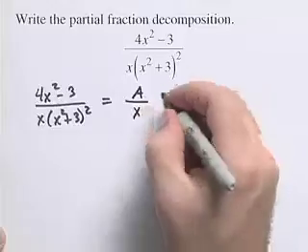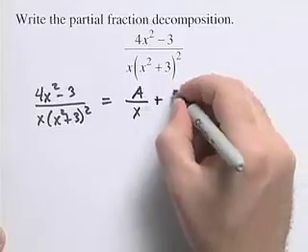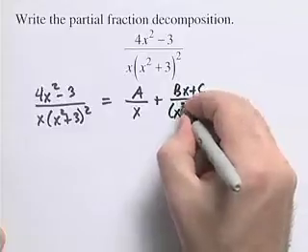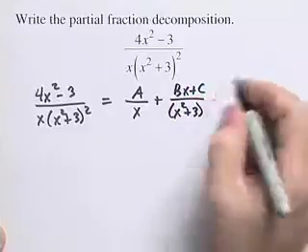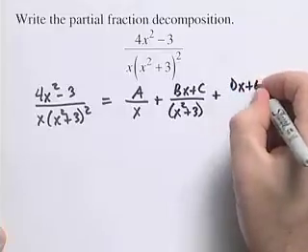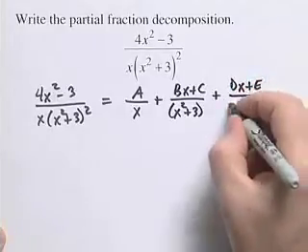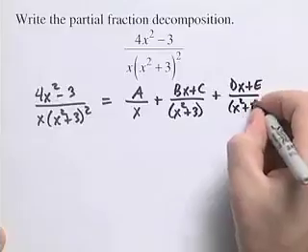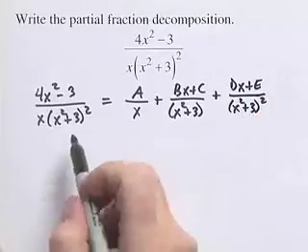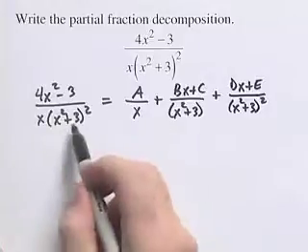a divided by x, our linear factor, plus (bx plus c) over (x squared plus 3), that's our quadratic factor, plus (dx plus e) over (x squared plus 3) quantity squared. We're going to clear the fractions by multiplying by this denominator.